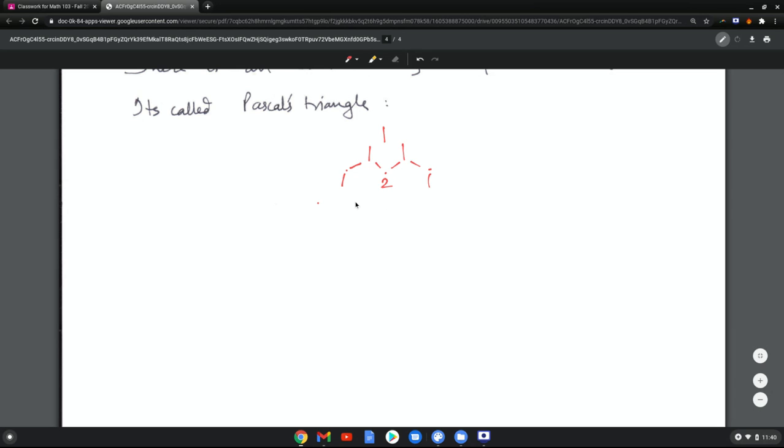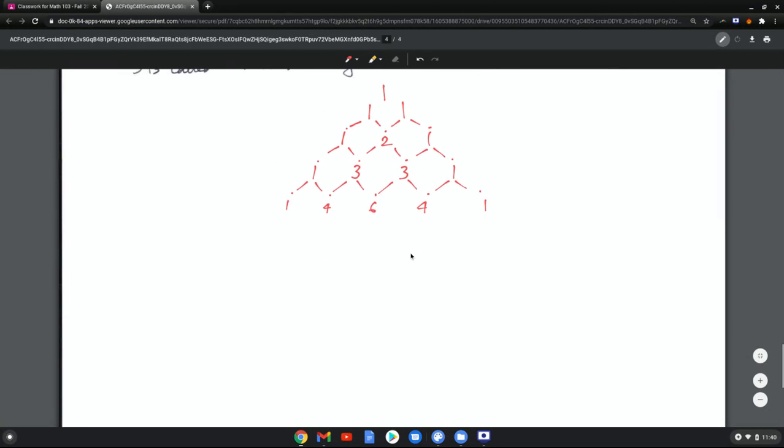Now when you do that, you have 5 spaces. Again, you fill it up using the same logic. So this is 1. This is 1 plus 2, which is 3. Then you have this space, which is 2 plus 1, which is also 3. And you just have 1. Repeat. Now you have 1, 2, 3, 4, 5 spaces. 1, 1 plus 3, 4. 3 plus 3, 6. 3 plus 1, 4. And 1, 1. Keep going.